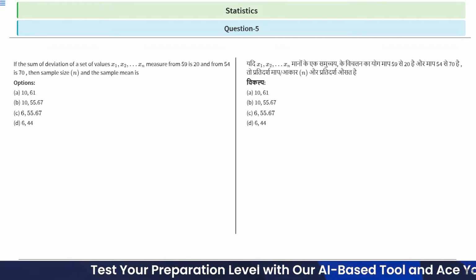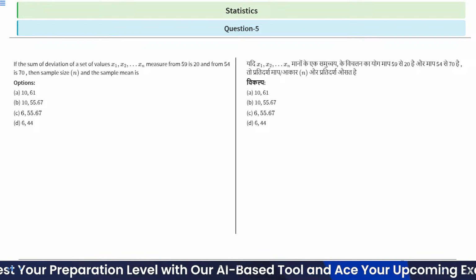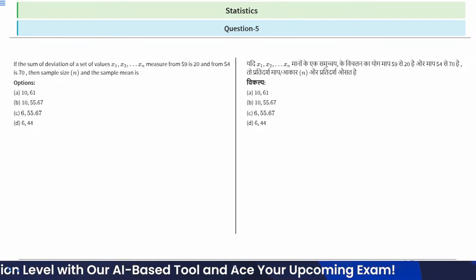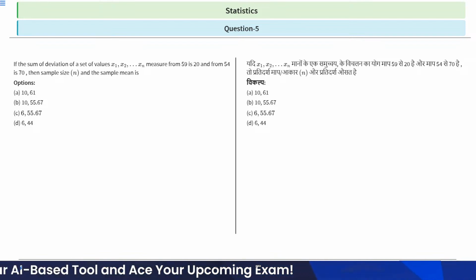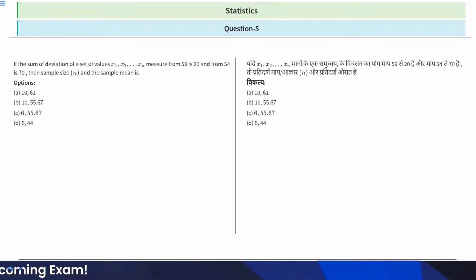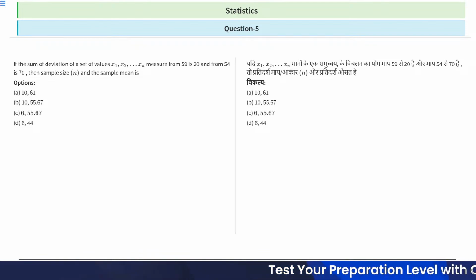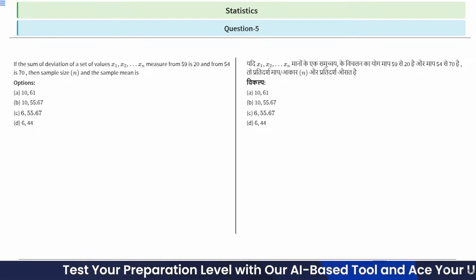So from 59 sum of deviation is 20 and from 54 sum of deviation is 70. So we will try to apply the formula of how we will take deviations, right? And after that we can easily find the sample size n and the sample mean, right? So in this way you can try to approach this question. You have 10 seconds to solve or think about this question. After 10 seconds we will discuss the solution part, right?